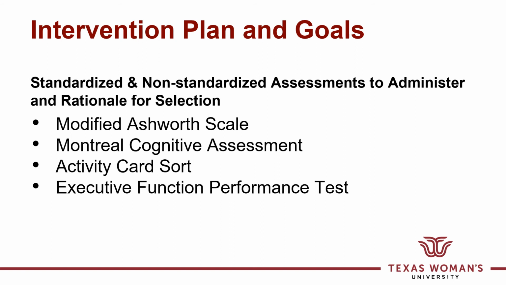Next, we will talk about some other assessments we can administer that have different outcome measures. These should look familiar to you, but it is beneficial to refresh our knowledge on how we can use our scientific and pragmatic reasoning to apply these assessments in the clinic. They are the Modified Ashworth Scale, the Montreal Cognitive Assessment, or MoCA, the Activity Card Sort, and the Executive Function Performance Test, or EFPT. We will do a broad overview in the following slides.